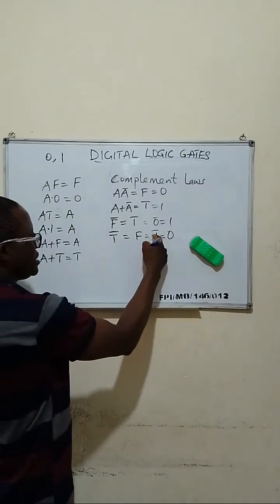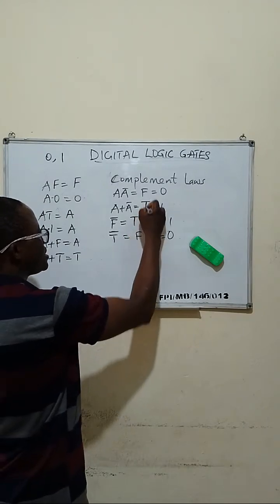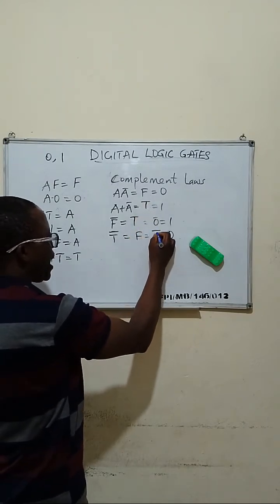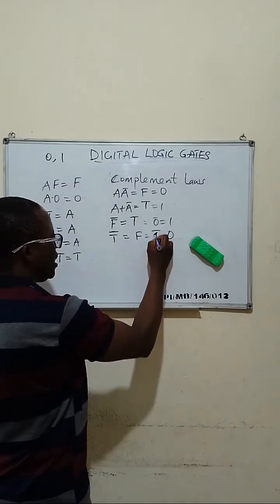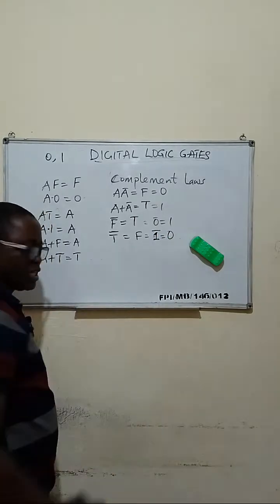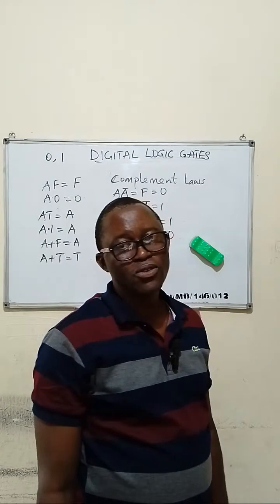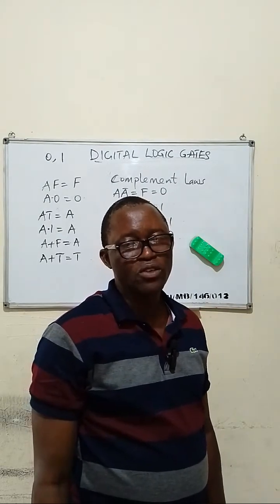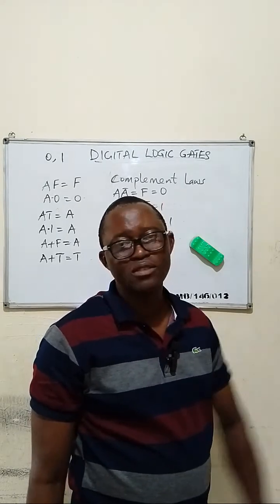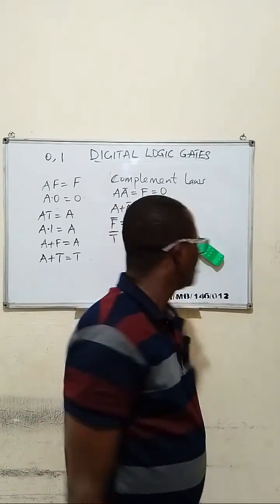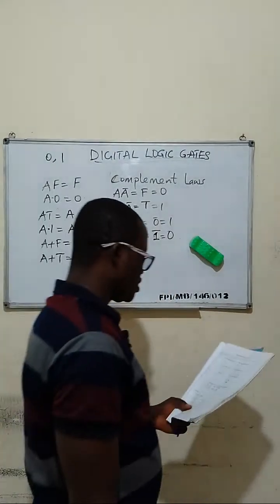This is not T, it's bar. This is T, but this is 1 bar. 1 bar is equal to 0. That is to say, an inversion of a logic state gives the opposite of that logic state. If you invert 0, you are going to get a 1. If you invert 1, you are going to get a 0. So these laws are very, very useful in minimization of our logic circuits.